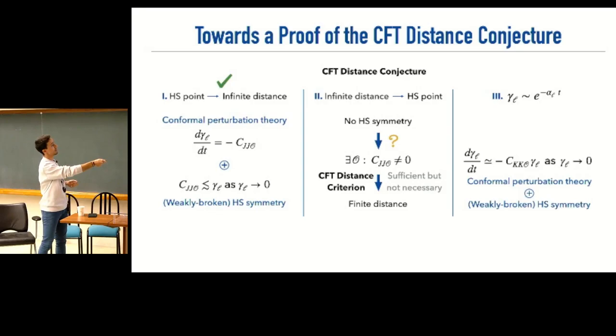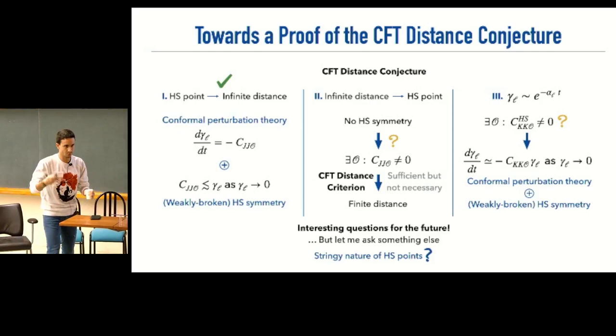For the third part, remember that the equation that we got was this thing as gamma L goes to zero. So if now I'm able to show that there exists a trajectory such that this thing at the higher-spin point, as I approach it, doesn't vanish, I am showing that it has to fall exponentially, because I just get the equation of an exponential. Again, I cannot show it to you, but it's an interesting question for the future. These are very interesting questions because it would be amazing to prove the conjecture right in the CFT.